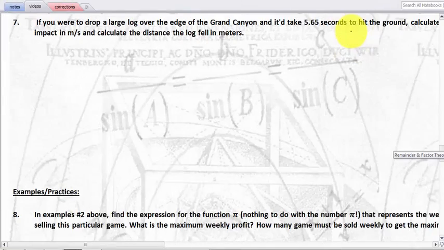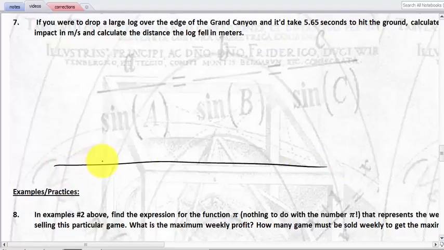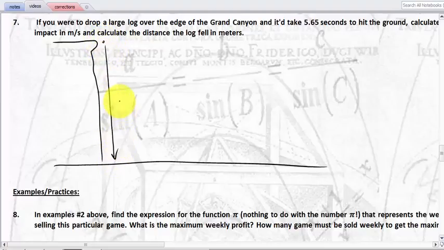I'm going to let you do number 6, and I'm going to tackle number 7. So what are you doing in number 7? You're dropping a large log over the edge of the Grand Canyon. Oh, don't do that or you'll be arrested. And it takes 5.65 seconds to hit the ground. So here we go. Here's the Grand Canyon, right here, and you're dropping your log, and the time is 5.65 seconds to hit the ground. Calculate the velocity of the log at impact, and calculate the distance the log fell in meters.